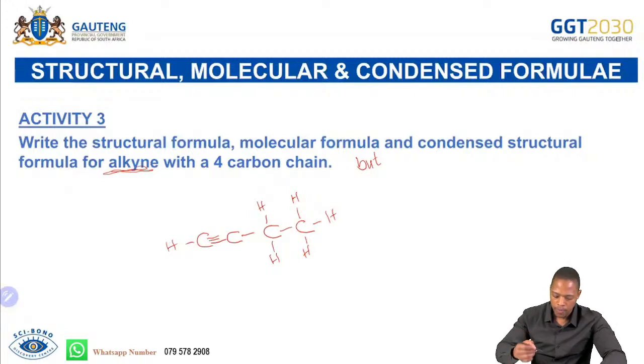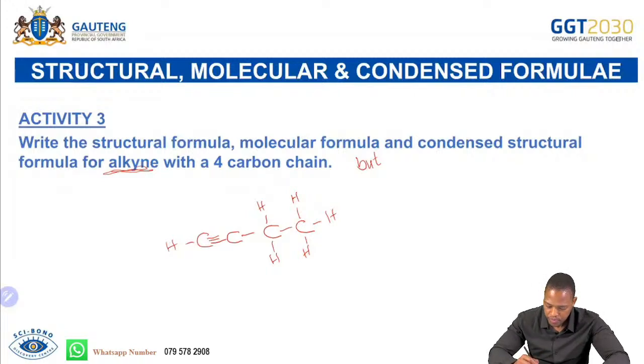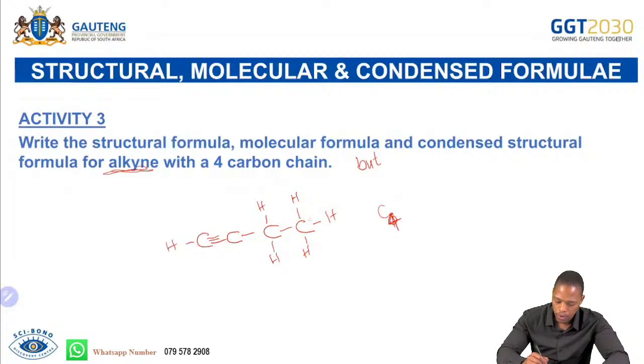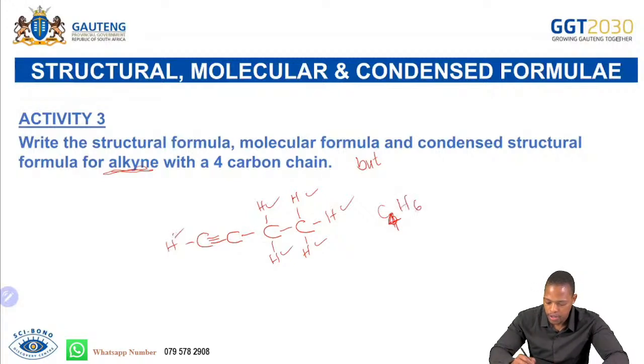Let's quickly write its molecular formula. How many carbons are we dealing with? 1, 2, 3, 4. So it will be C4. And then we're going to have 1, 2, 3, 4, 5, 6 hydrogens. Then it will be H6.